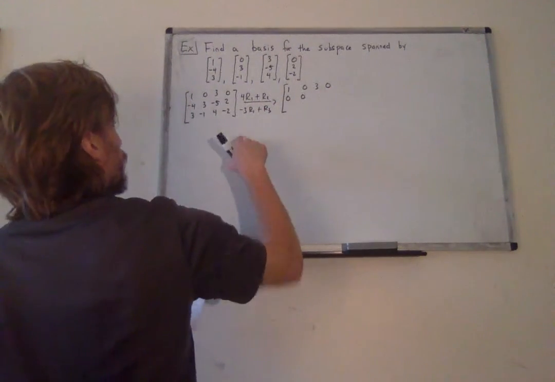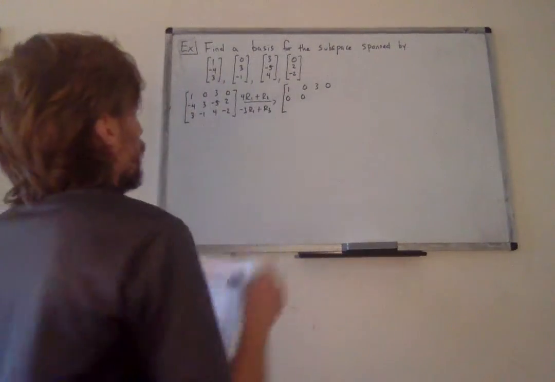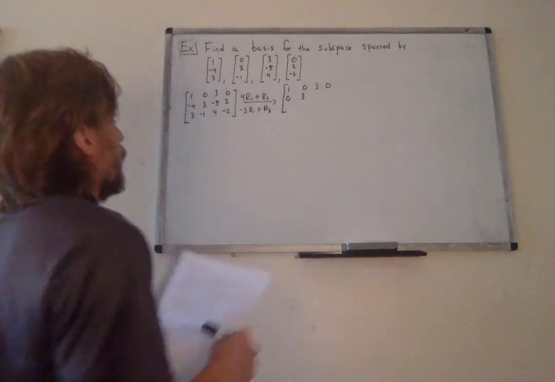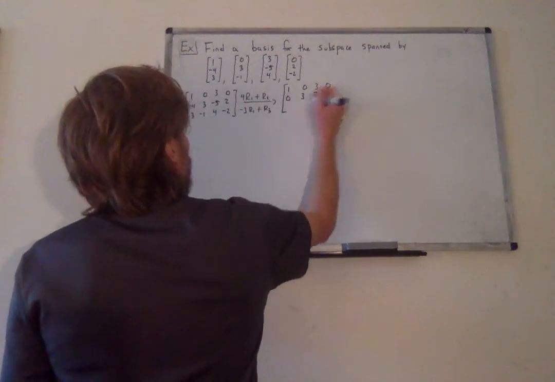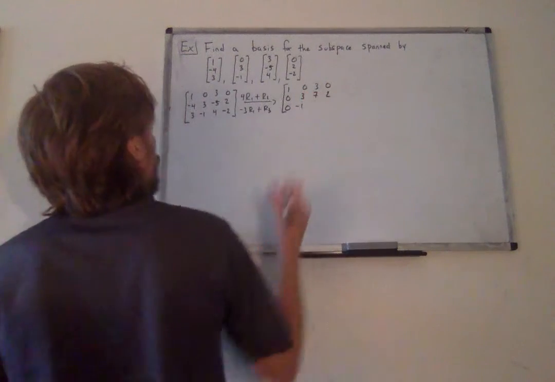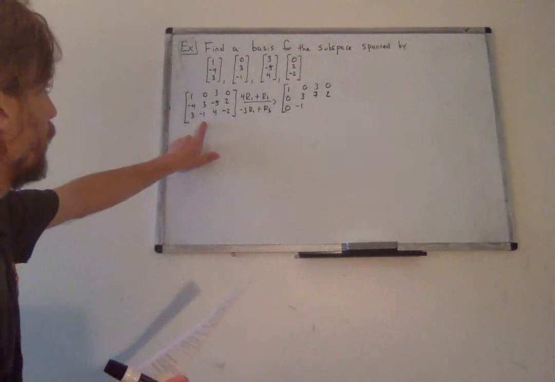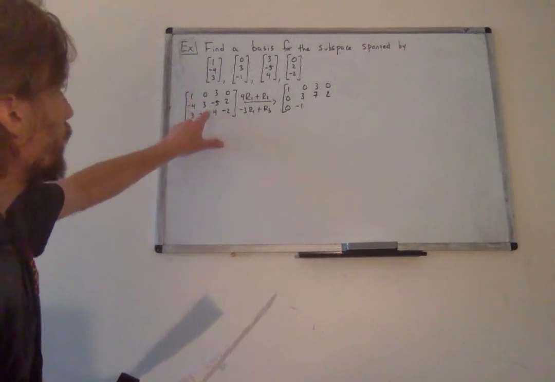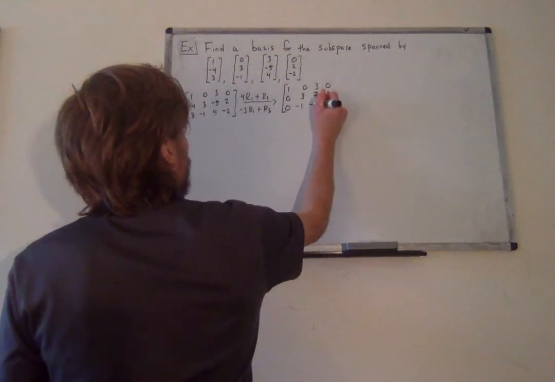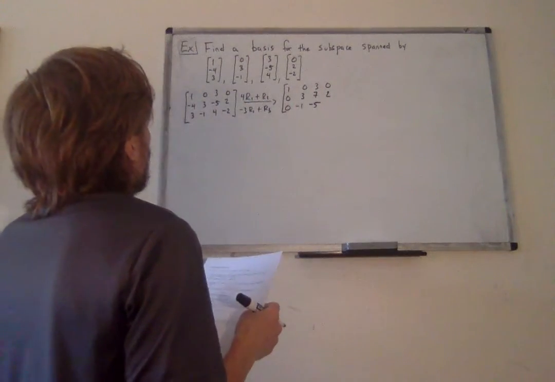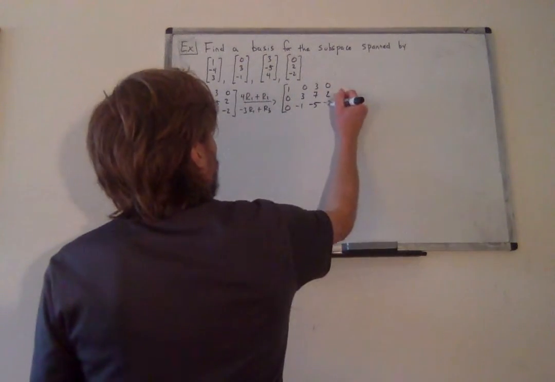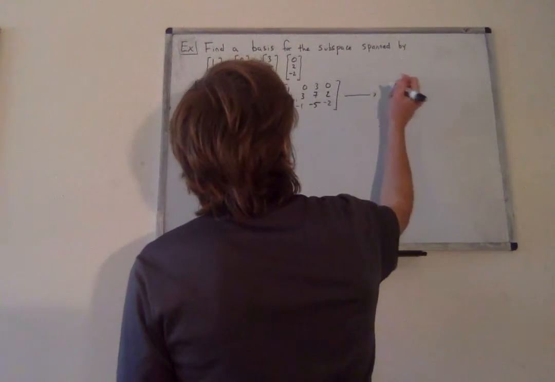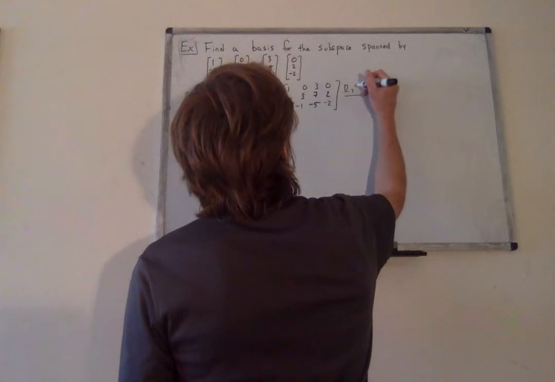So 3 times 4 is, so that should be a 3. 3 times 4 is 12, minus 5 is 7. 2, 0, negative 1. So -3 is -9, -5, and -2. All right, then I'm going to swap row 2 and row 3.